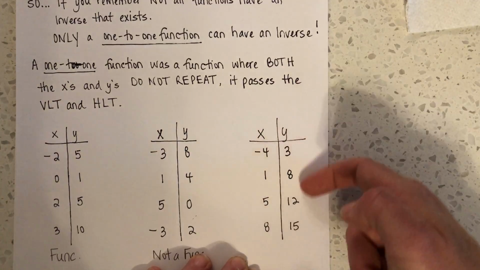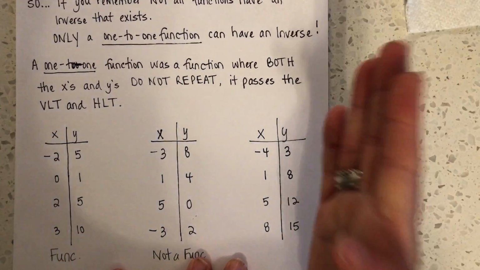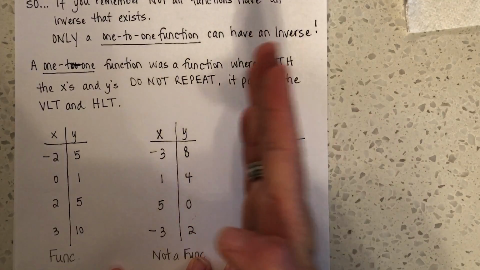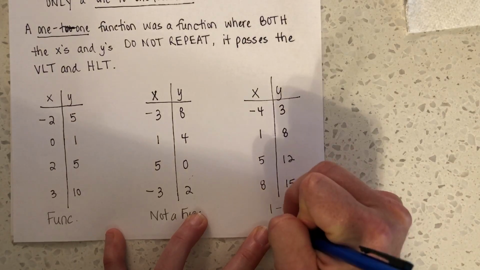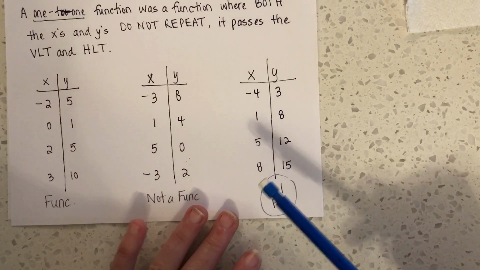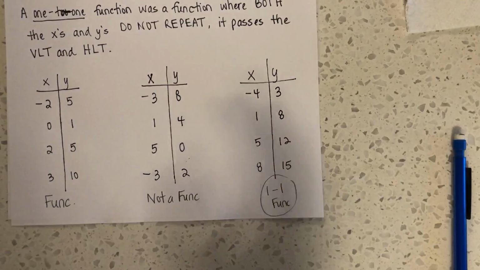This is a one-to-one function because the x's and y's did not repeat, so that when these y's become the x's to the inverse, it's still going to act like a function. So this is an example of a one-to-one function. And this is what we want if we want something to have an inverse that exists, okay? All right, so keep going with that.